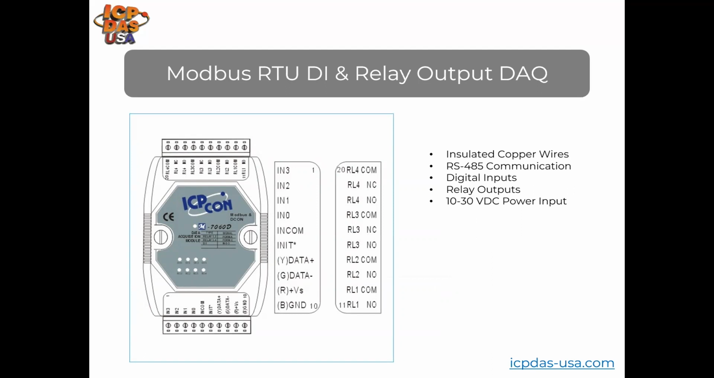The 4 digital input channels are labeled IN0 to IN3, and the relay output channels on the other terminal block are labeled RL1 to RL4. M7060 has a DIN rail mount like all of our M7000 modules, and they can be piggyback mounted up to 3 modules high.